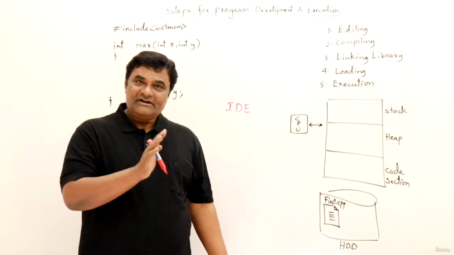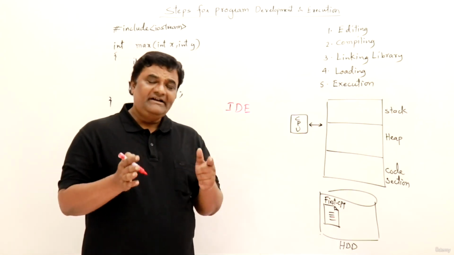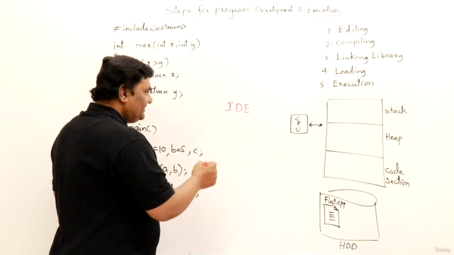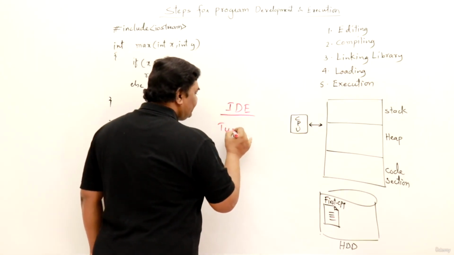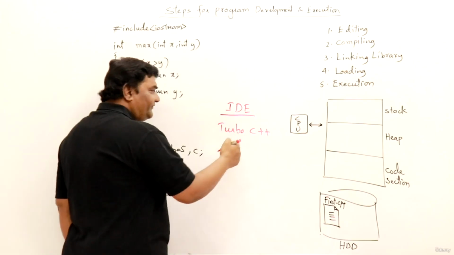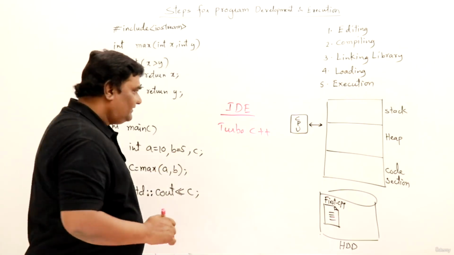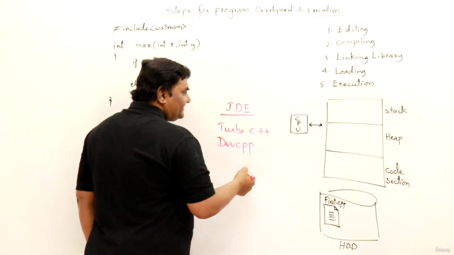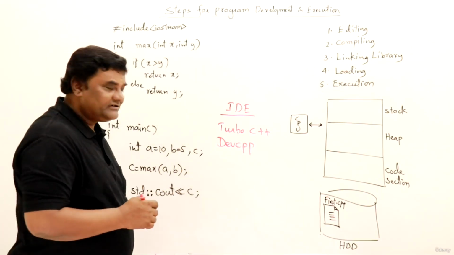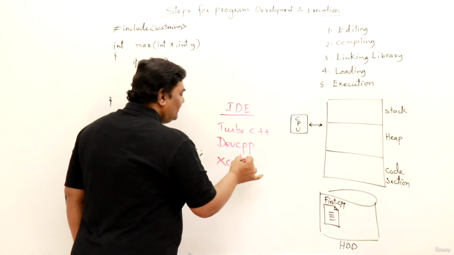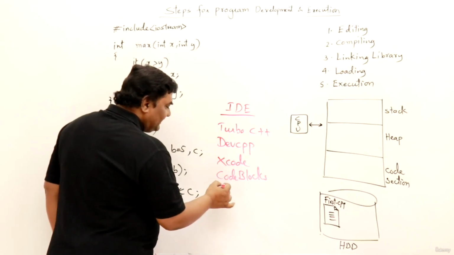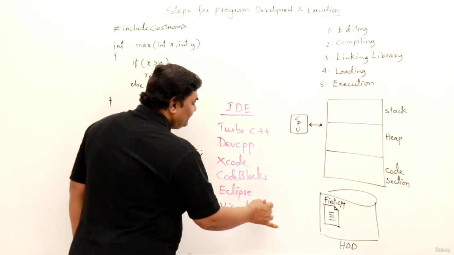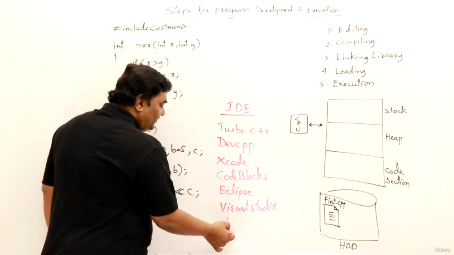For every language, there is a different IDE available, and some IDEs are there for all programming languages. To name a few IDEs, for C++ we have Turbo C++. This works for C language as well as C++. Then we have Dev C++, Dev CPP. This is also for C++ as well as C language, both the languages it supports. And Xcode, Code Blocks, and Eclipse. Visual Studio is from Microsoft, and so on.